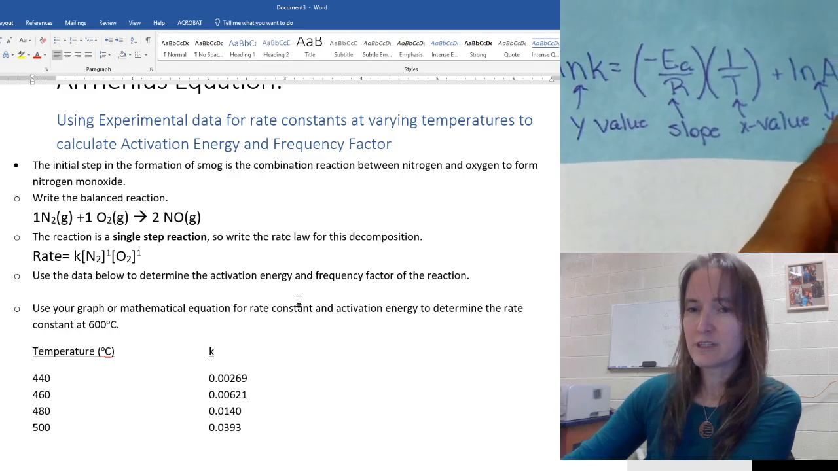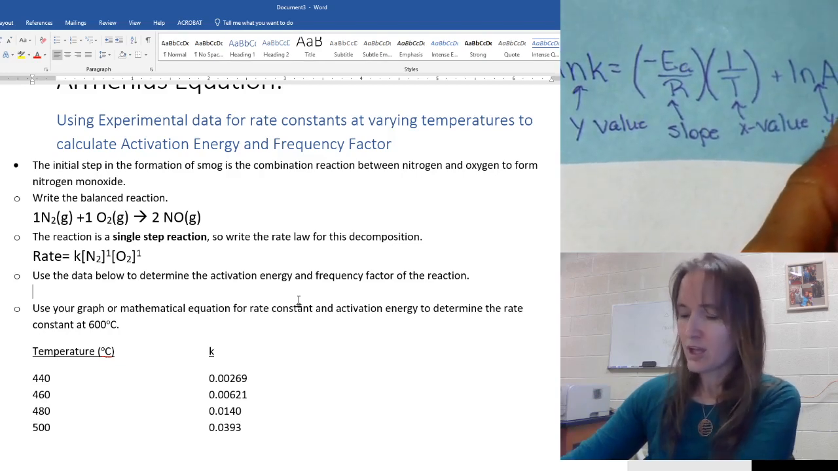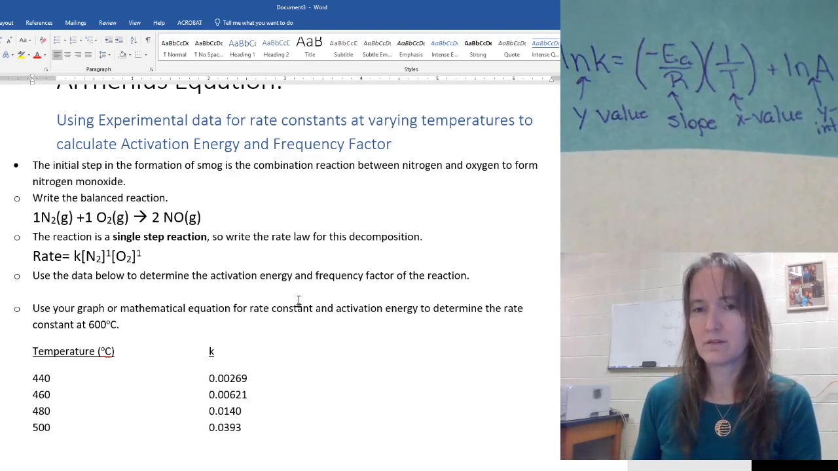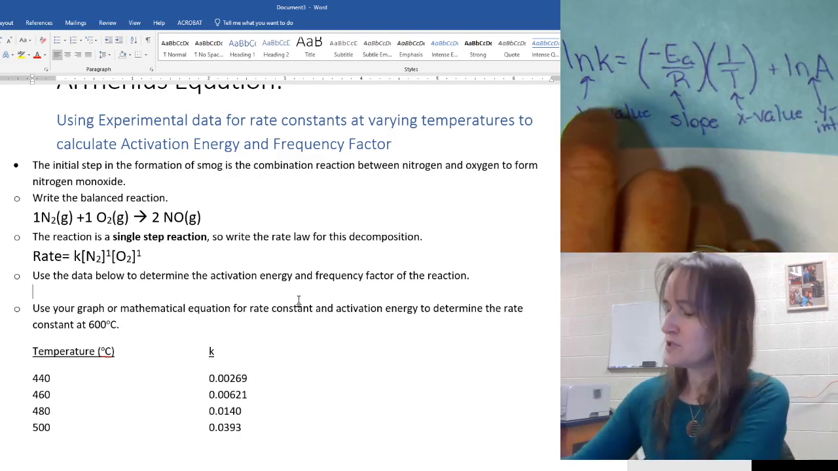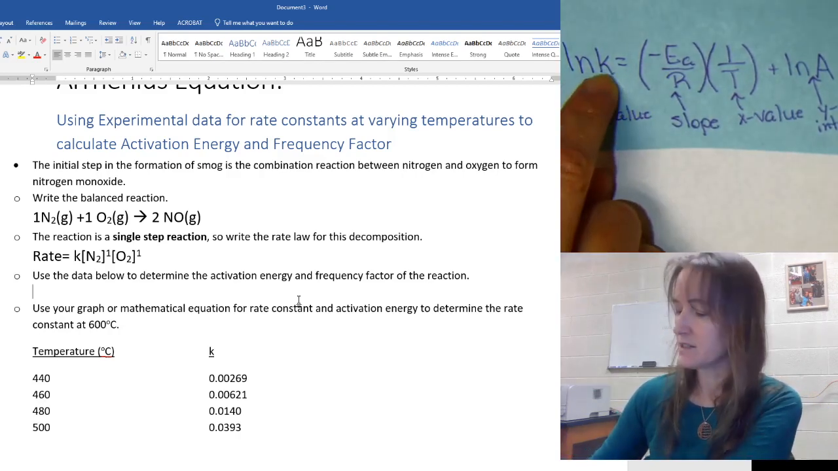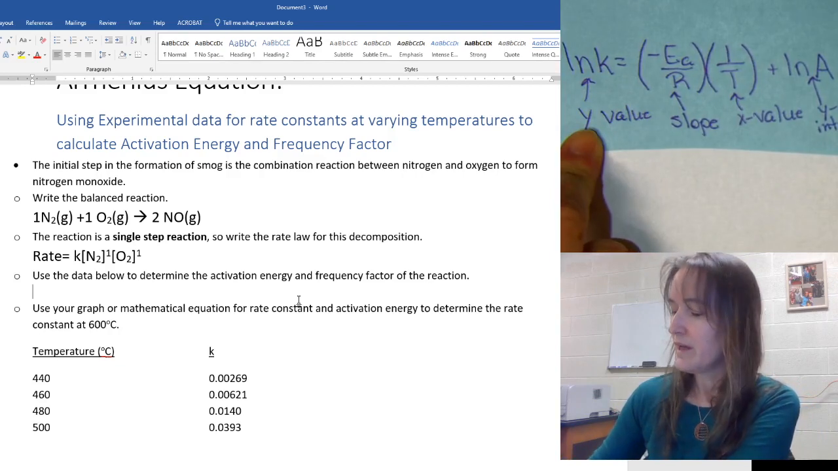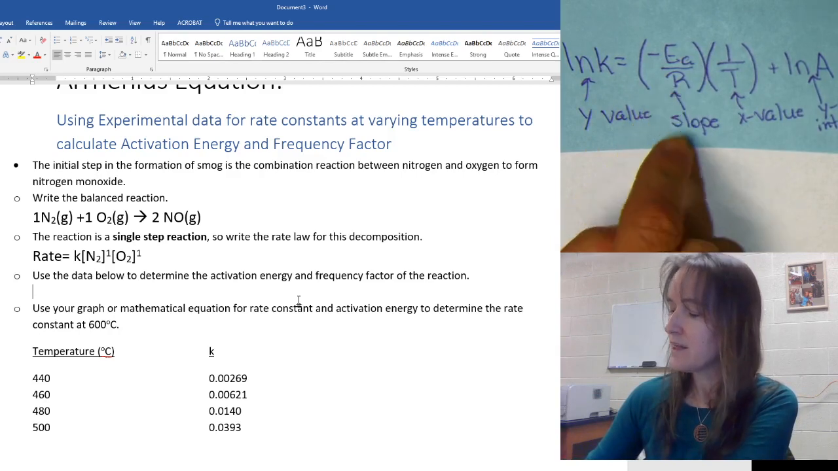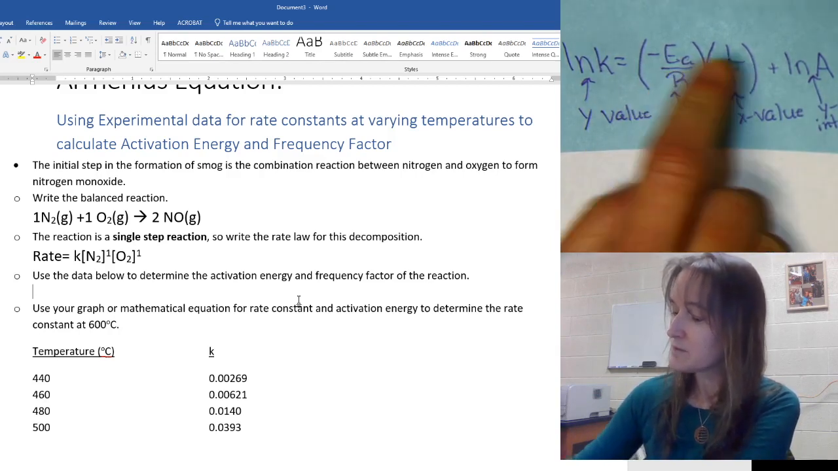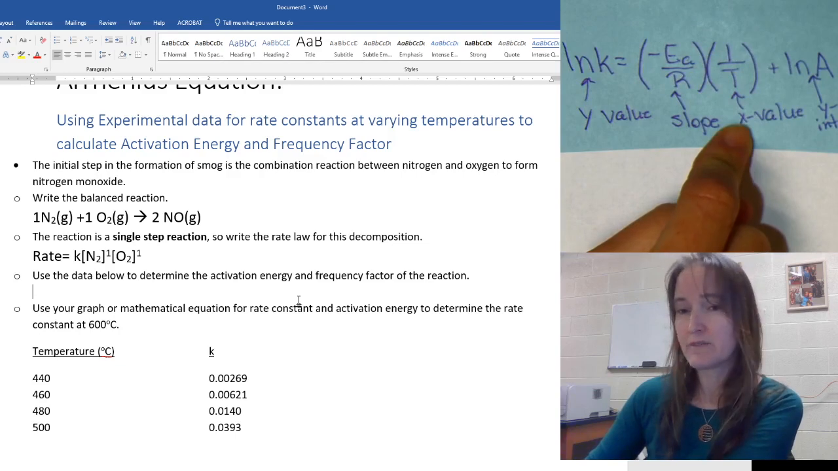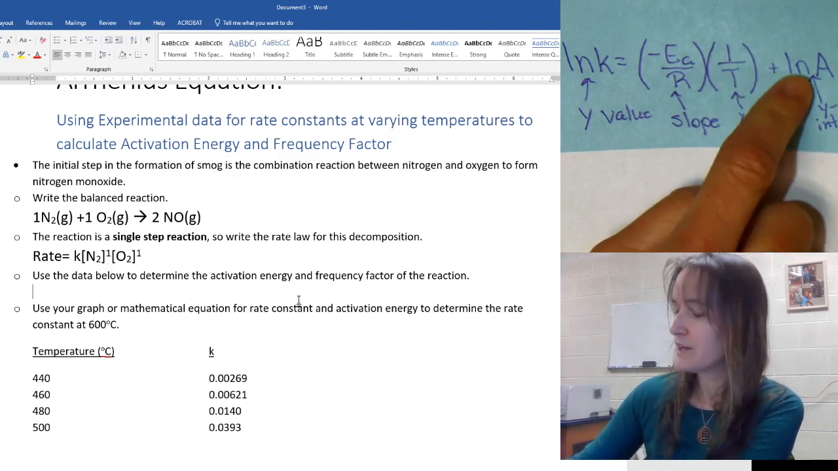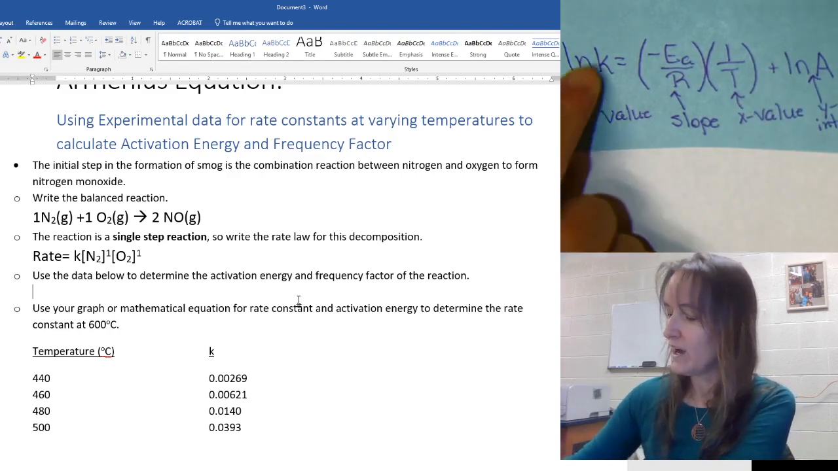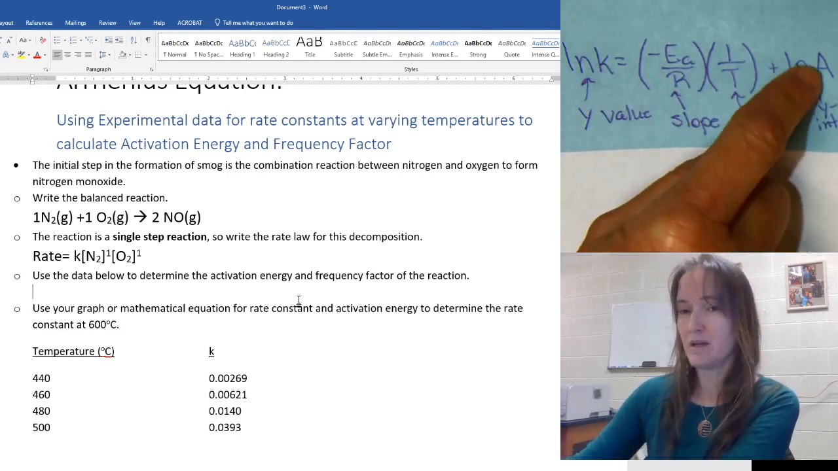And so this linear function, you have the natural log of k is equal to, so the natural log of your rate constant, that is going to be your Y value. And that is equal to negative E sub A, the activation energy, divided by the gas constant. That's going to be your slope, times 1 over the temperature, that's your X value, plus the natural log of A, that frequency factor. The natural log of A is going to be the y-intercept. So y equals mx plus b.